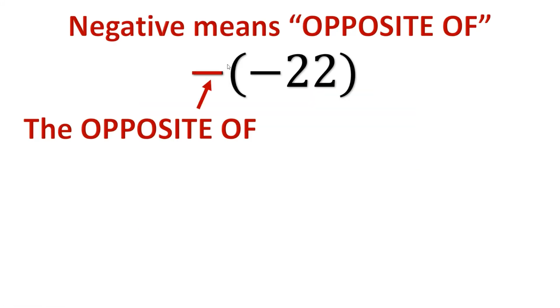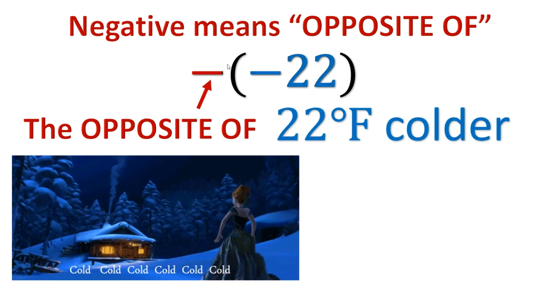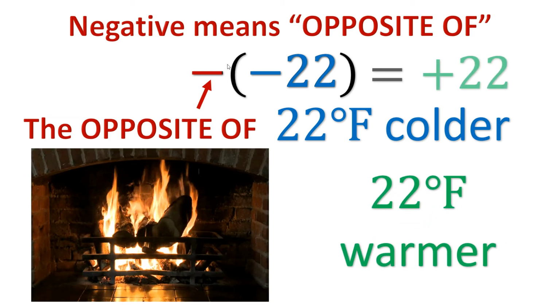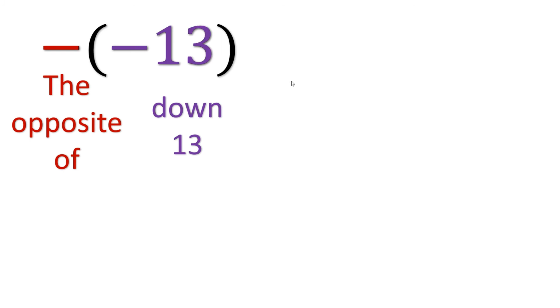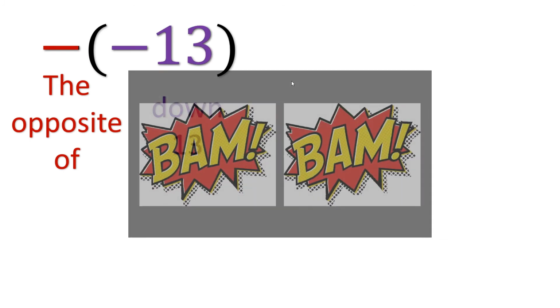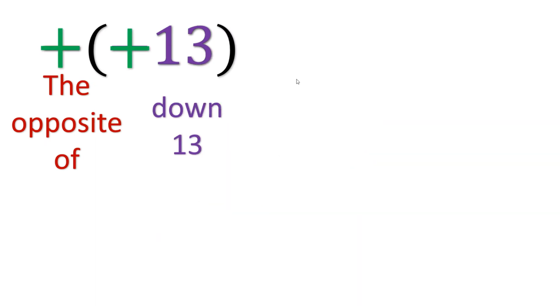So let's think of it again. You have the opposite of 22 degrees Fahrenheit colder. So what's the opposite of something getting colder? It's increasing, it's getting warmer, it's getting hotter. So when we have a double negative, mathematically, that tells us to do the opposite of whatever is happening. So here we have the opposite of going down 13, because negative could mean down. The opposite of going down, bam, bam. I call it bam, bam because we change those negative signs into positive signs by drawing vertical lines.